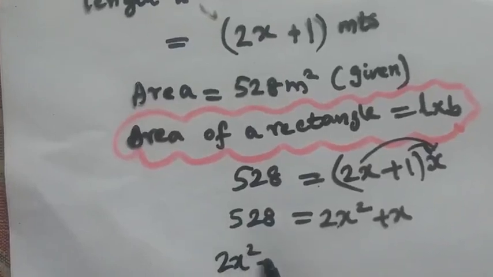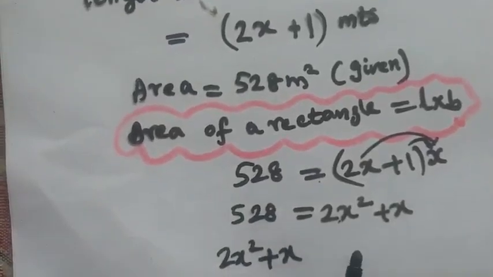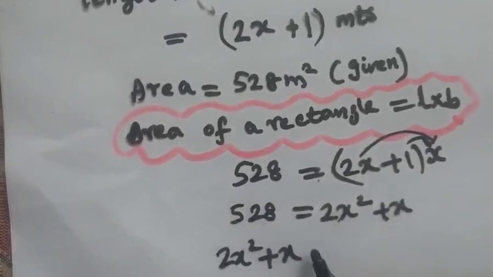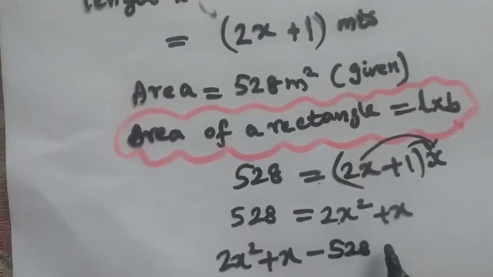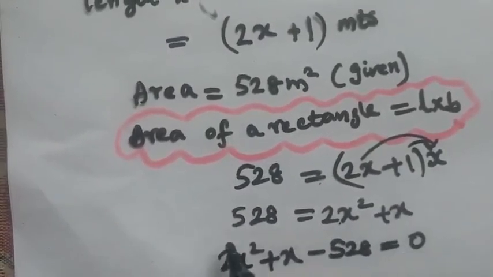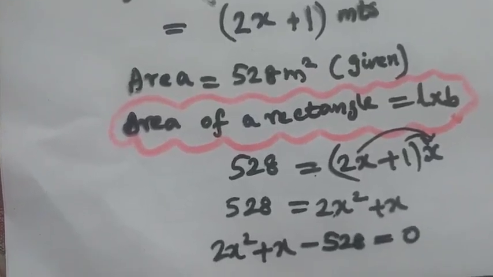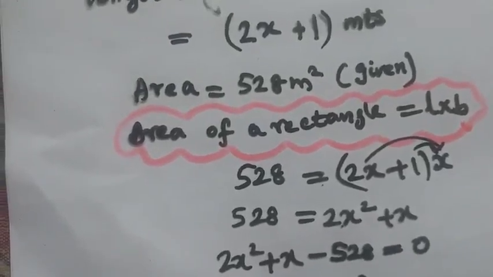So I am writing the equation properly. This will be as it is. Now 528 I am transposing here, so it will become 528. And what is left on the other side of equal to is 0. This is how we frame our quadratic equations.